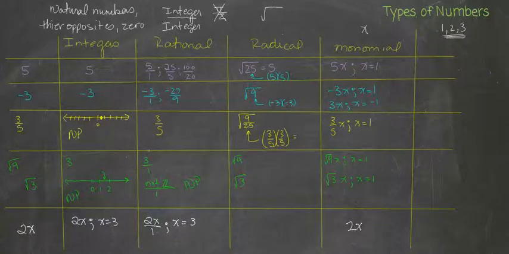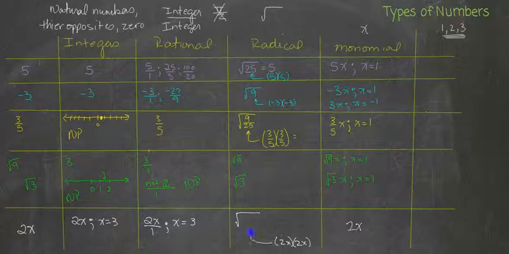Turning 2x into a radical. Nothing says you can't have a variable inside of a radical symbol. I'm going to use the trick. 2x times 2x. You should have done simple monomial multiplication in pre-algebra, so 4x squared. So 2x times 2x is 4x squared. And then we already had it as a monomial.